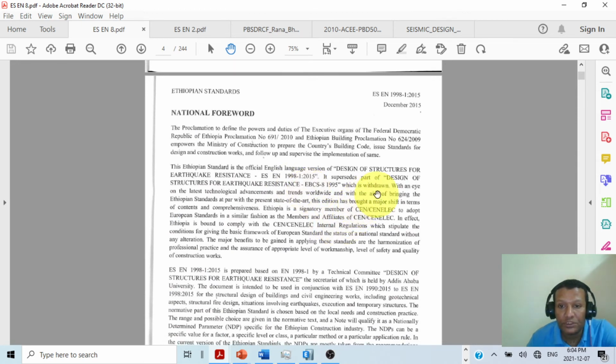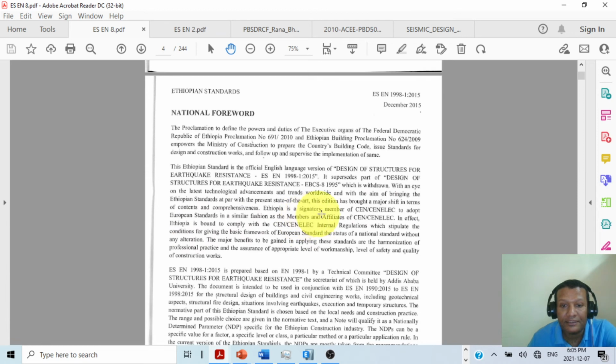1998:2015, which is withdrawn with an eye on the latest technology advancement and the trend worldwide, and with the aim of bringing the Ethiopian standard in line with the present state of the art. This edition has brought a major shift in terms of contents and comprehensiveness.